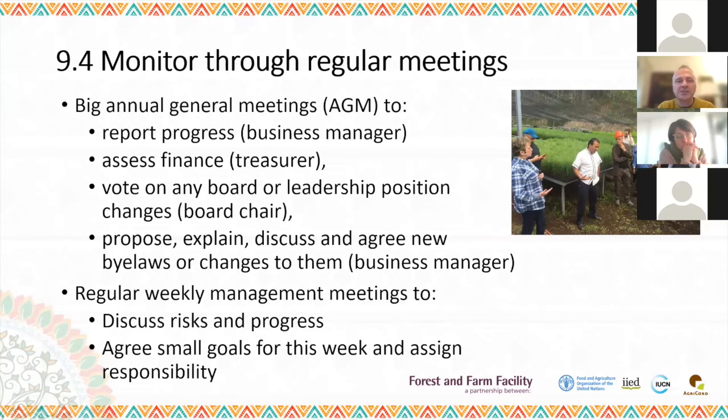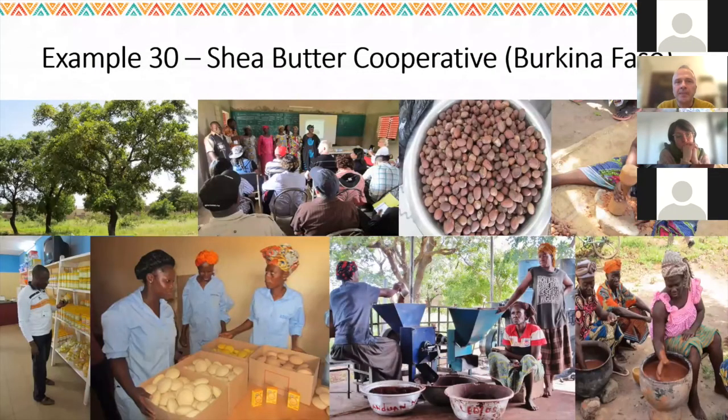Those little decisions can happen on a weekly basis. And so here is another example of a business. It's a shea butter cooperative, a women's cooperative in Burkina Faso, and it has 5,000 members now. So it's quite a substantial undertaking.